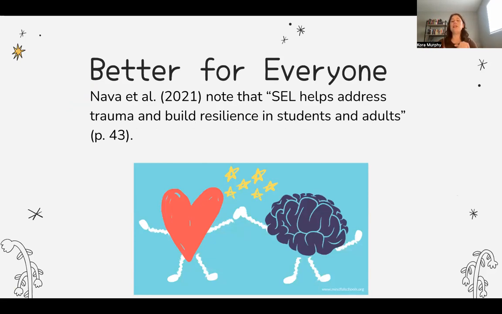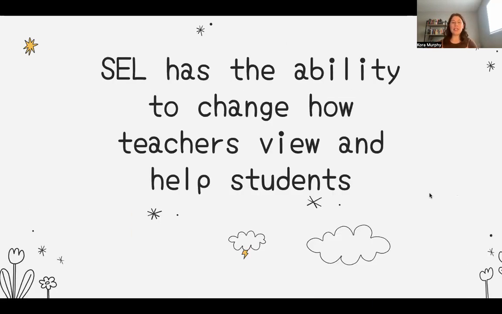SEL helps address trauma and build resilience in students and adults. SEL has the ability to change how teachers view and help students. This is really important. I decided to include this from an article that I found. It says that teaching SEL skills, rather than assuming students have these skills, eliminates the antiquated, discriminatory, or deficit views of children. Like, why don't they know that, right? That's a deficit view. Instead of that, it's, okay, I realize a student doesn't know, what can I do to teach them? SEL helps address students who are affected by trauma so they can find success in school. We have to change our mindset about these things.